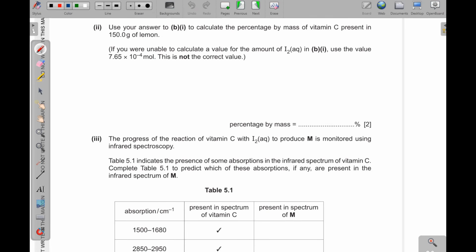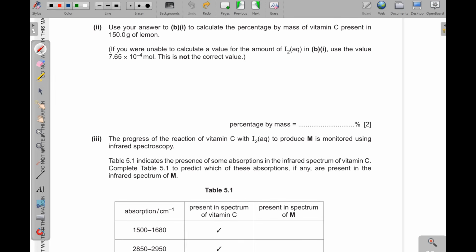Okay. Then next, Roman 2, use your answer to part B, Roman 1, to calculate the percentage of the mass of vitamin C present in 150.0 grams of lemon. So that means we need to find the mass present, then that mass divided by this total mass times 100. That one will give us the percentage of vitamin C. And then here they are saying, if you are unable to calculate the amount of moles of iodine in B1, use this value here. So this one is given for people who have failed to do the first part. You get it? But for us, we have gotten it.